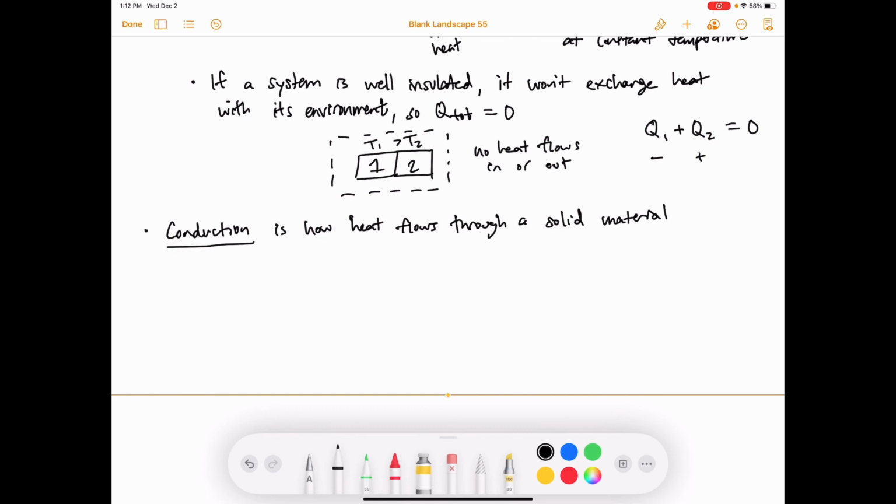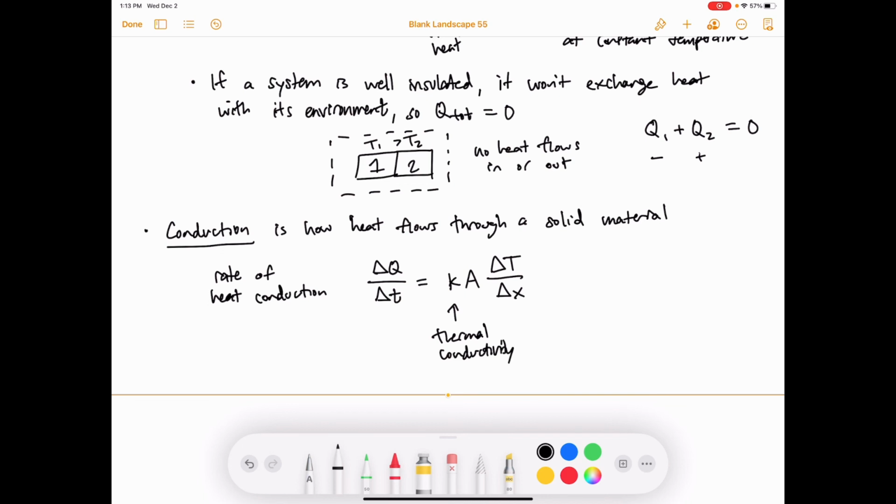And what we saw in lecture is a formula for the rate of heat conduction, in other words, delta Q over delta T. This is given by K times A times delta T over delta X, where K is what we call the thermal conductivity of a given material. The picture you should have in your head is something like this.